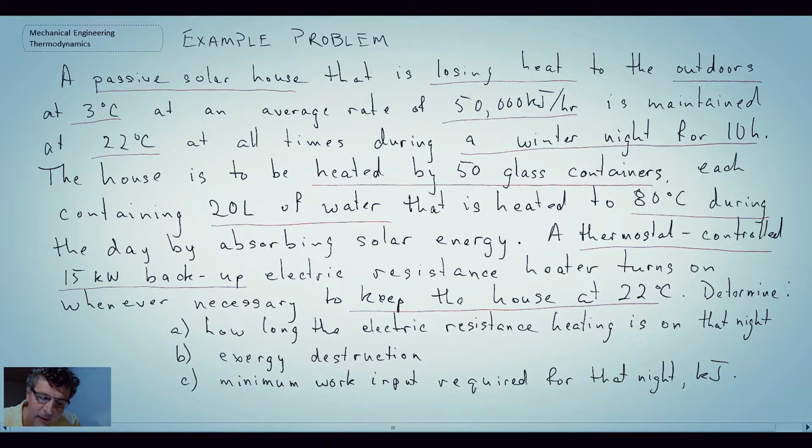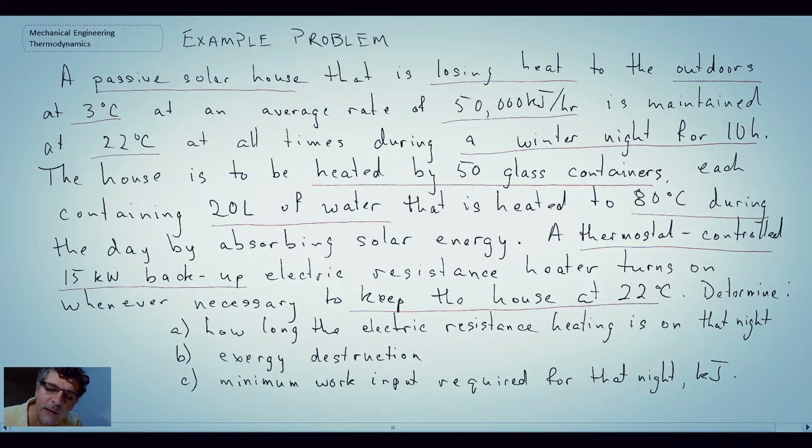We're then asked to determine how long that electric resistance heater needs to be on during this long winter night. We're asked to evaluate the amount of exergy destroyed through this process. And finally, we're asked to determine the minimum work input required for that night in kilojoules. So, like I said, it's a long problem. We're going to take a couple of segments to cover it.